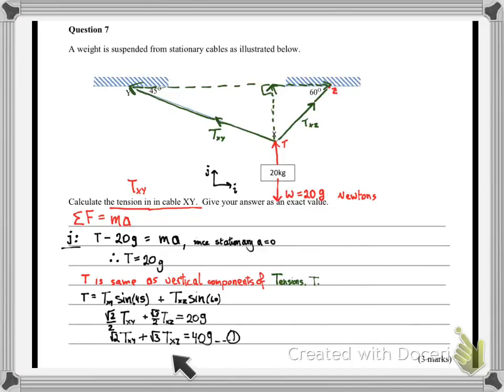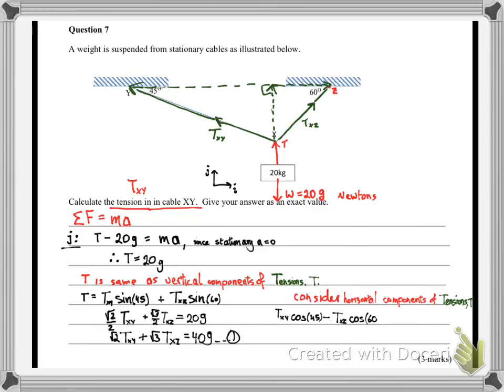Now we can't solve that yet because we've got one equation but two unknowns in it. To solve this we need a second equation with those same two unknowns in it, so we can solve them simultaneously. So how do we do that? Well, we have to consider the horizontal components of the tension forces in the cable. So that's the adjacent side of the right angle triangles.